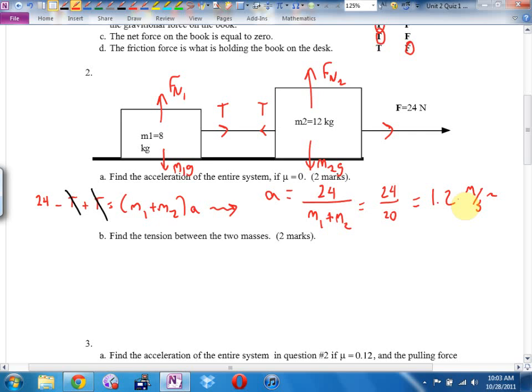Find the tension between the two masses. Doesn't matter which mass I use. I'm going to look at one mass, though. On M2, I could go winner minus loser equals M2A. Or I could go winner. Oh, is there a loser on this mass? I'm going to use this one. Winner equals M1A. Right? Or you could go winner minus loser equals M2A. But regardless, here the tension's already by itself. Mass 1 is 8. Acceleration is 1.2. 8 times 1 is 8. 8 times 0.2 is 1.6. 9.6 newtons. And you'll get the same answer over here with a bit more work.